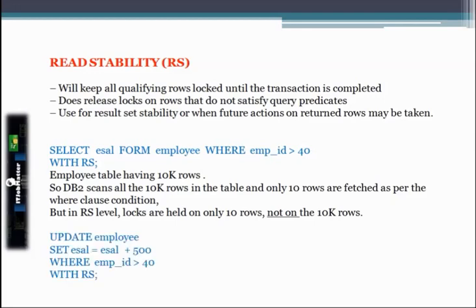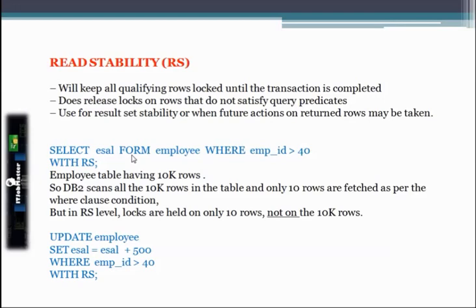So let's try to understand read stability with one example. Suppose I'm running this query, select employee salary from employee table where employee ID is greater than 40, and I'm using the isolation level as read stability. Now suppose the employee table has 10k rows. Once this query runs, it will scan all the rows, which is 10k. Now after scanning, suppose it returns 10 rows.